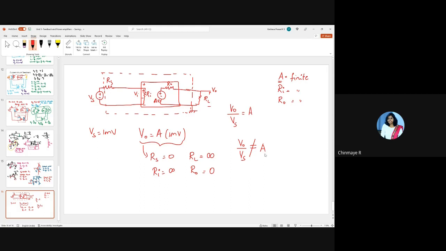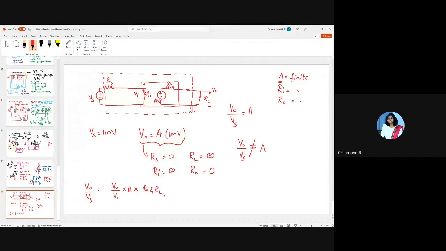So what do you think will be the gain of this open loop amplifier now? What will V0 by Vs be equal to? First, you have to find out what Vi is, that is, find V0 by Vi first. Then multiply that by A. Then this will get divided again between R0 and RL. Correct? Are you able to understand this? Is it clear to all of you?